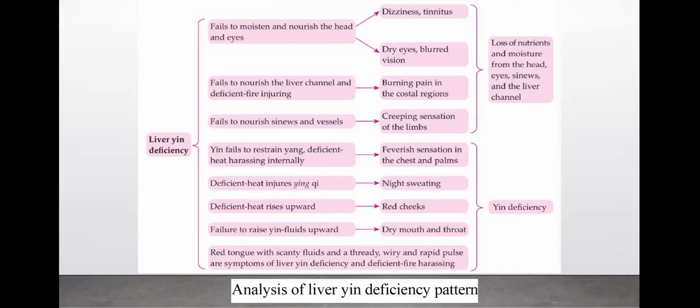Red tongue with scanty fluids and a thready, wiry, and rapid pulse are symptoms of liver yin deficiency and deficient fire harassing, which is the yin deficiency.